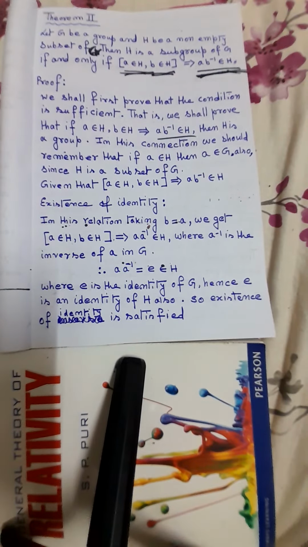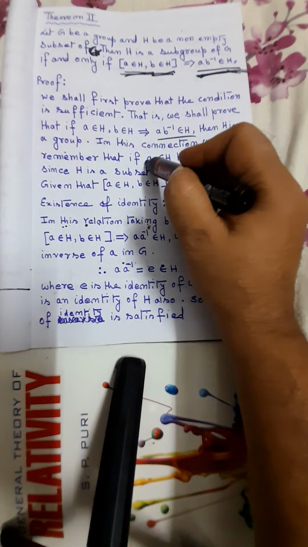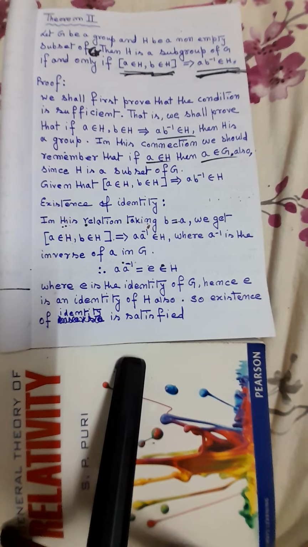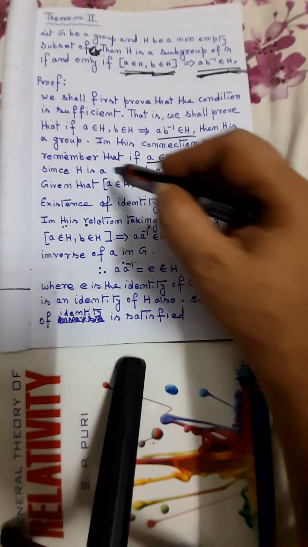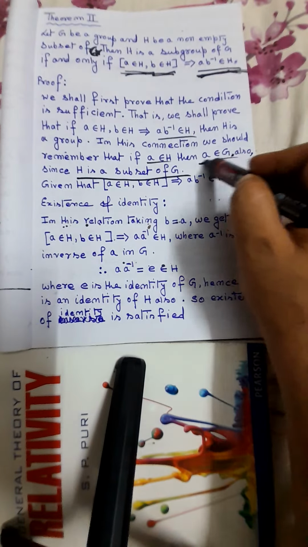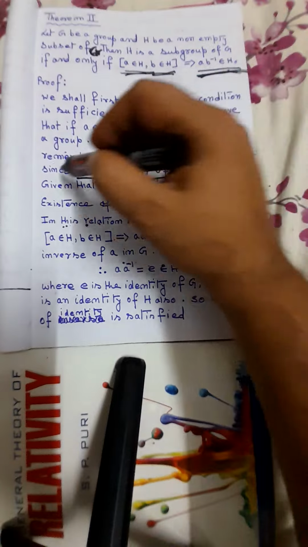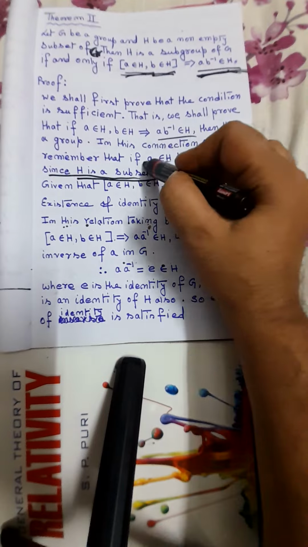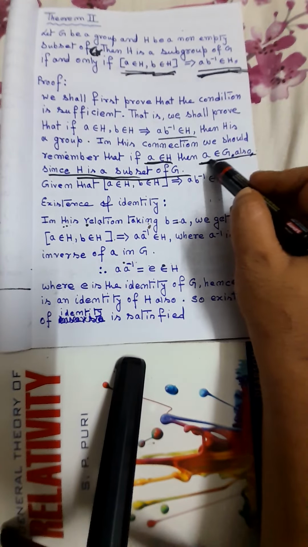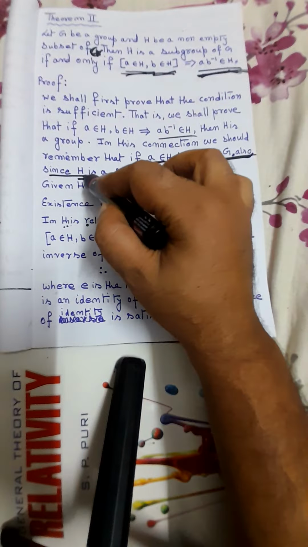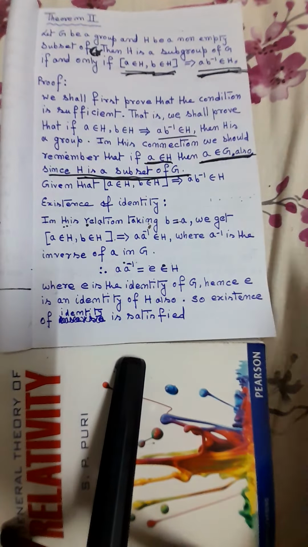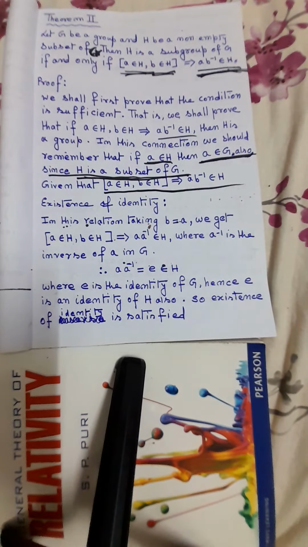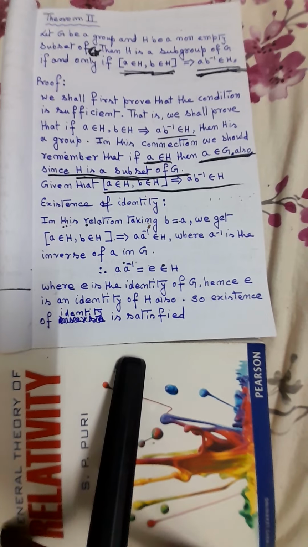In this connection we should remember that if a belongs to H, then a belongs to G, as H is a subset of G. Correct? So if a belongs to H, then a will belong to G also, because H is a subset of G. What is given? That a belongs to H, b belongs to H, ab inverse belongs to H.